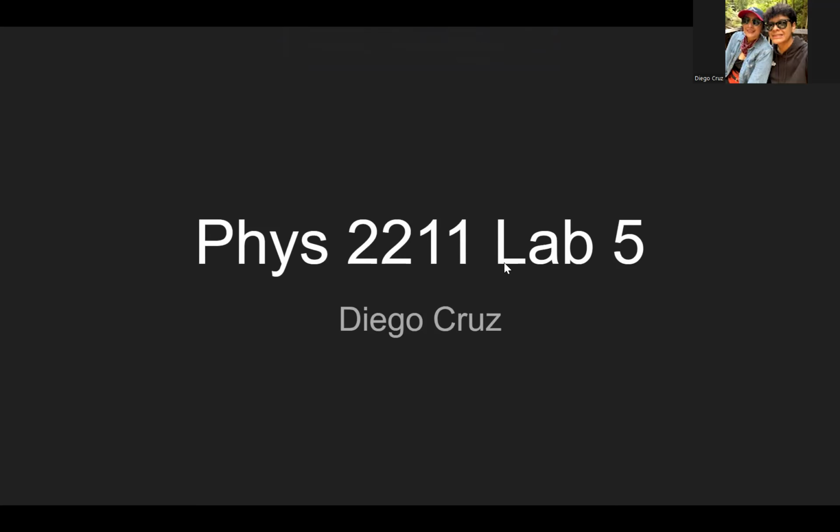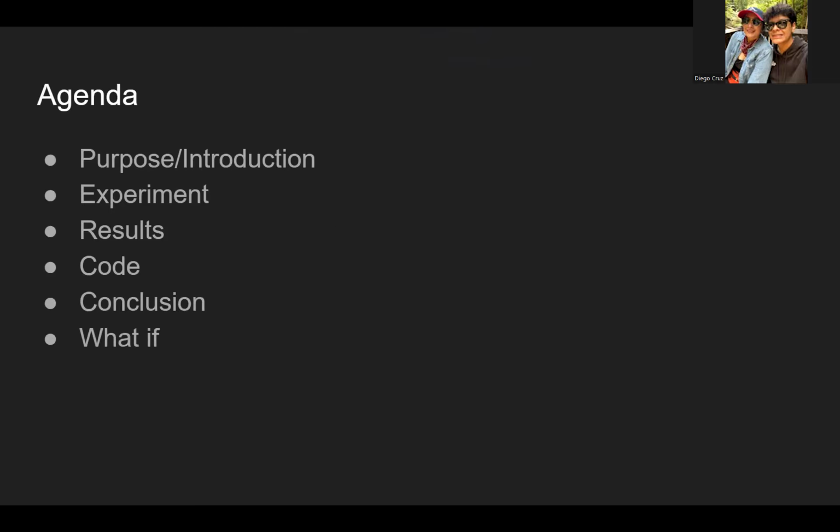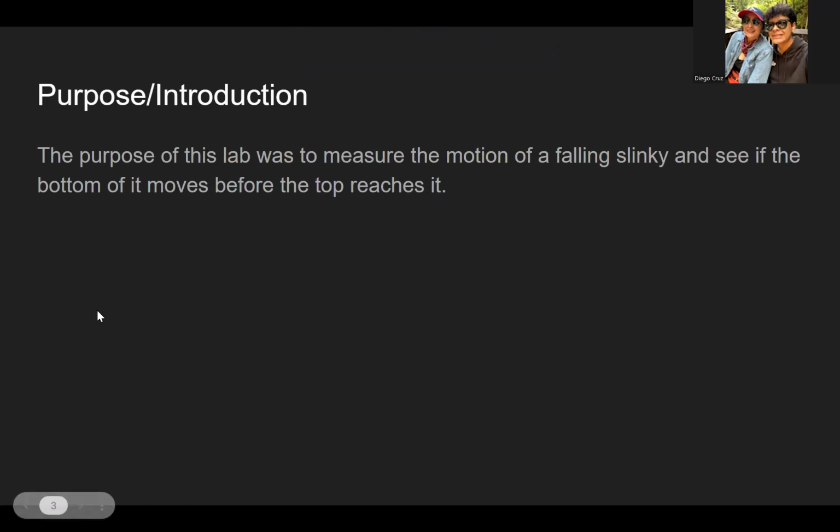All right. My name is Diego, and this is my lab 5 for Physics 2211. So just a quick agenda of the lab. We're gonna go through the purpose and introduction with the fundamental concepts that we're gonna use, the experiment itself, the results of that, and then code, and then the conclusion with what ifs.